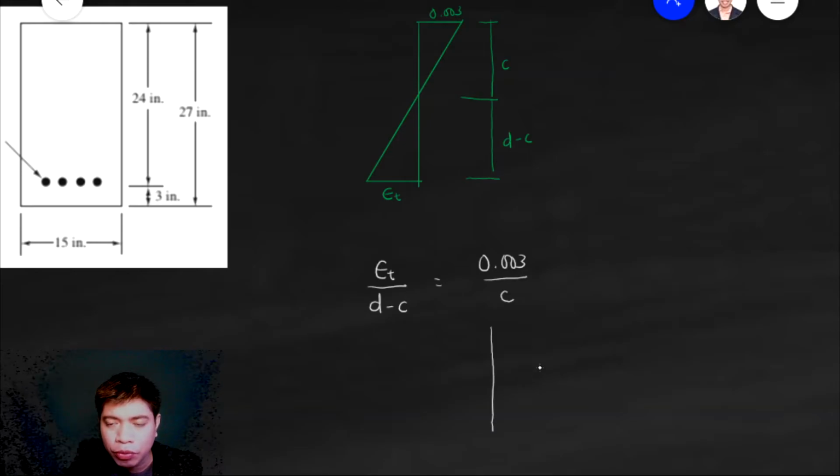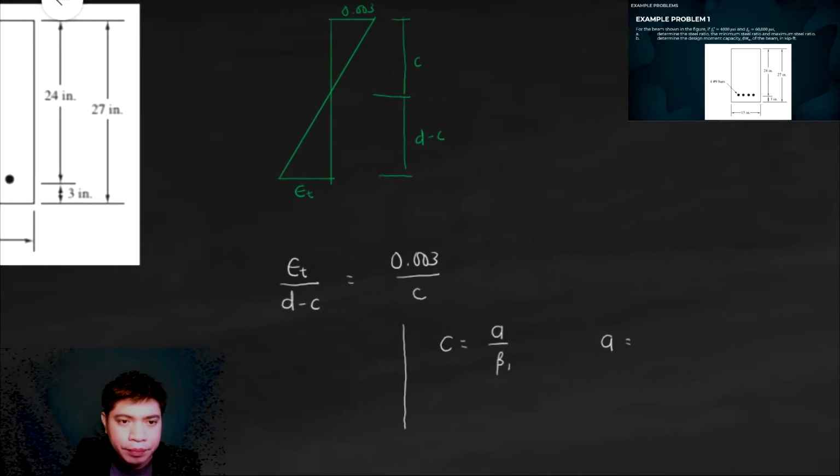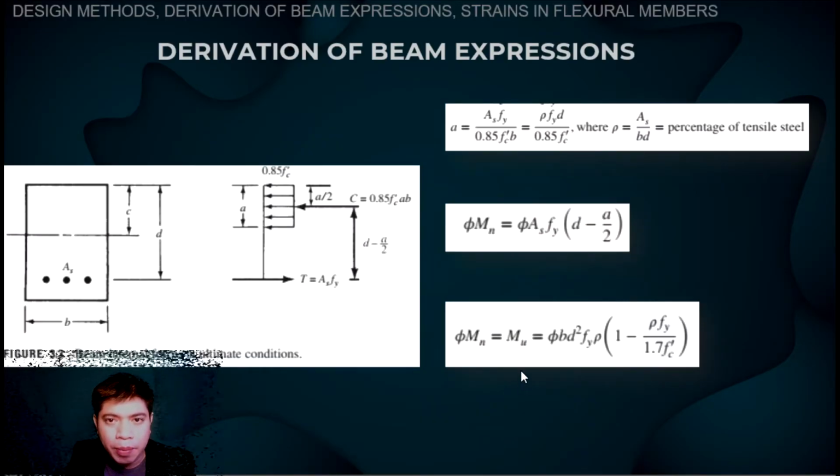So, paano natin makakompute yung c? So, bago natin makompute yung c, di ba c nga is equals to a over beta 1. Pero yung a ay kailangan muna natin siyang hanapin, which is, ano nga yung formula na gagamitin natin? Okay, so para sa a, meron tayong dalawang formula na pwedeng gamitin. Pwede natin gamitin ito, a is equals to As fy over 0.85 f'c b. Or pwede natin gamitin yung rho na na-compute natin kanina. Okay, so ito na lang guys, mas komportable ako dito. Pero sa next time ay gagamitin din natin ito, okay?